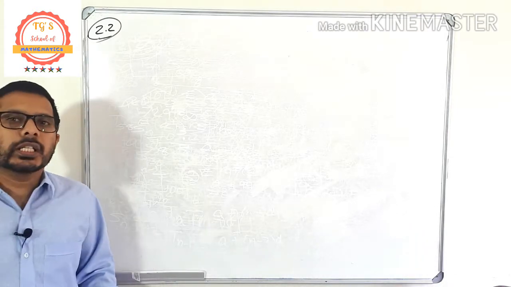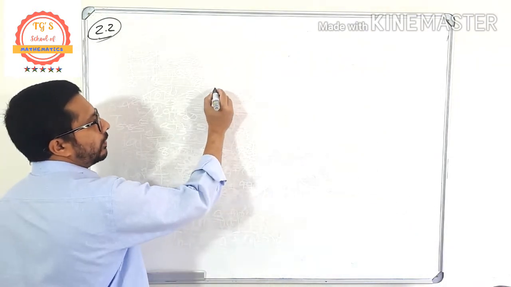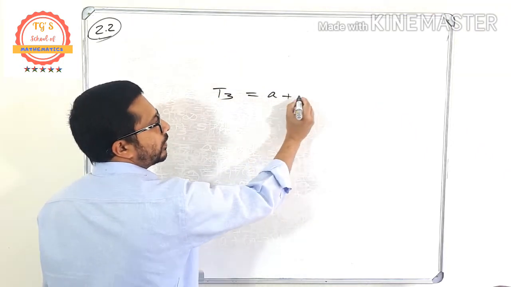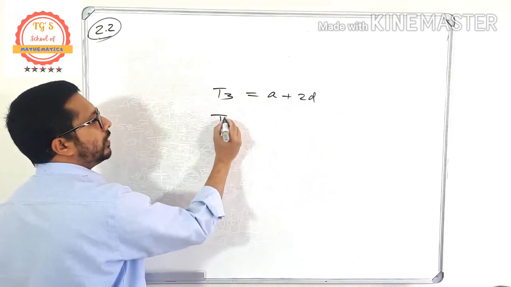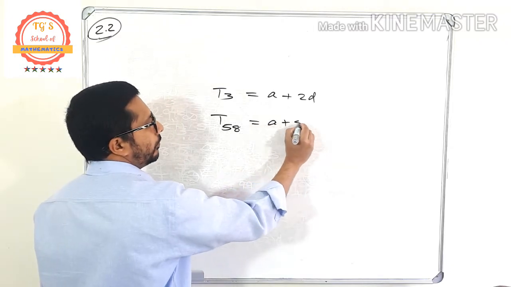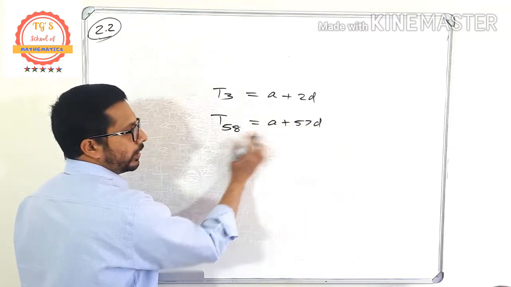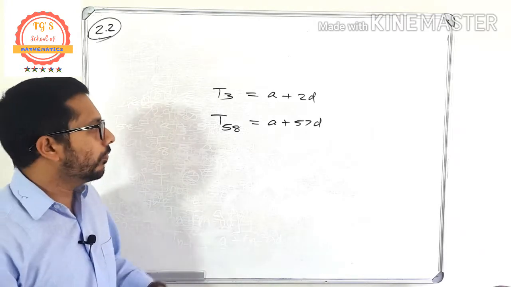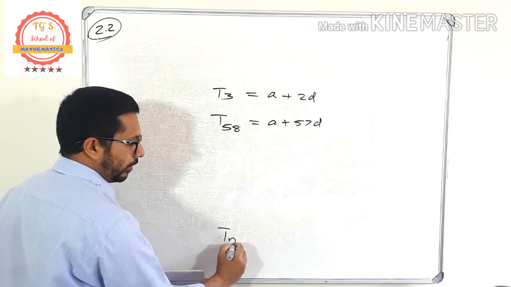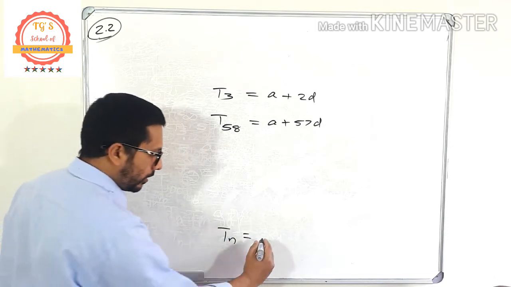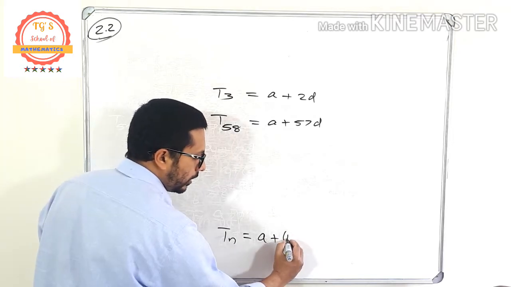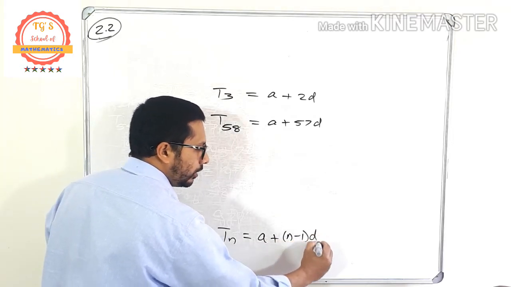Okay, so if you understand that one, what is the third term? How can you write the third term? A plus 2d. What is, for example, the 58th term? How can you write it? A plus 57d, 1 less than this one. The 58th term means 1 less than this one. Okay, so how can you find the nth term? Tn. The same applies to the last term, a plus 1 less than this one. 1 less than n means n minus 1 times d.